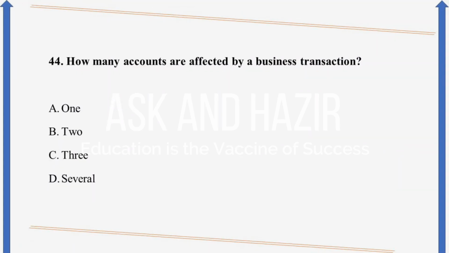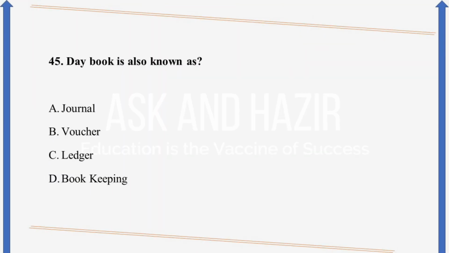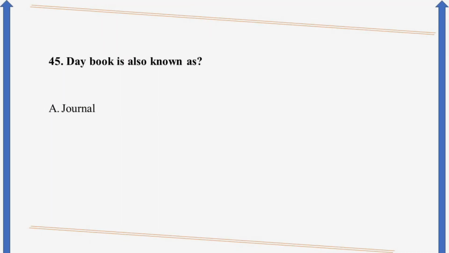44. How many accounts are affected by a business transaction? 1. 2. 3. Several. Answer, B. 2. 45. Day book is also known as journal, voucher, ledger, bookkeeping. Answer, A. Journal.